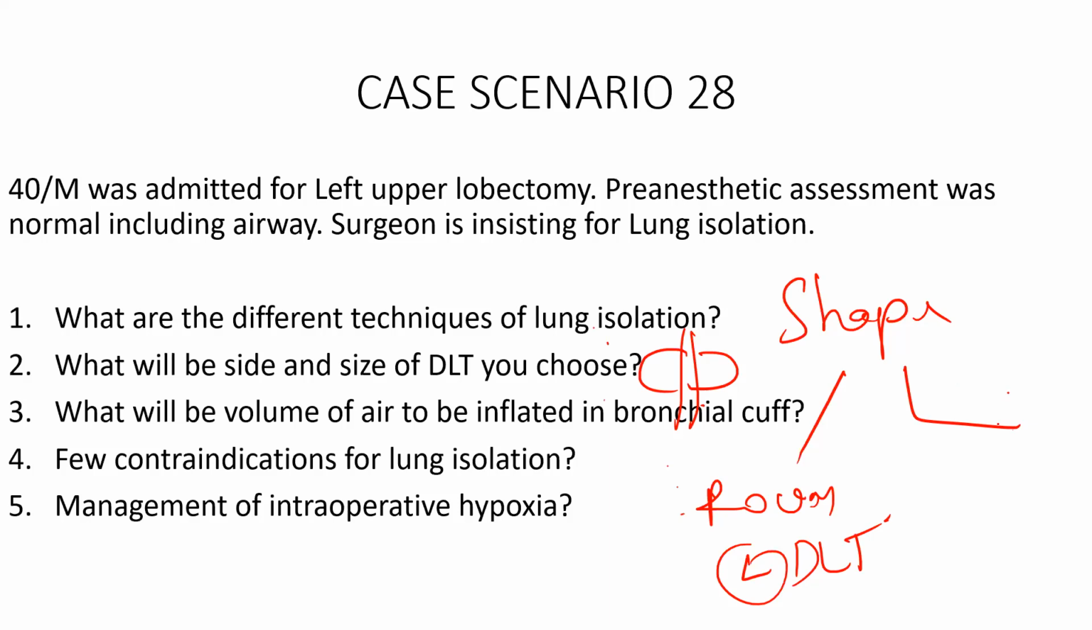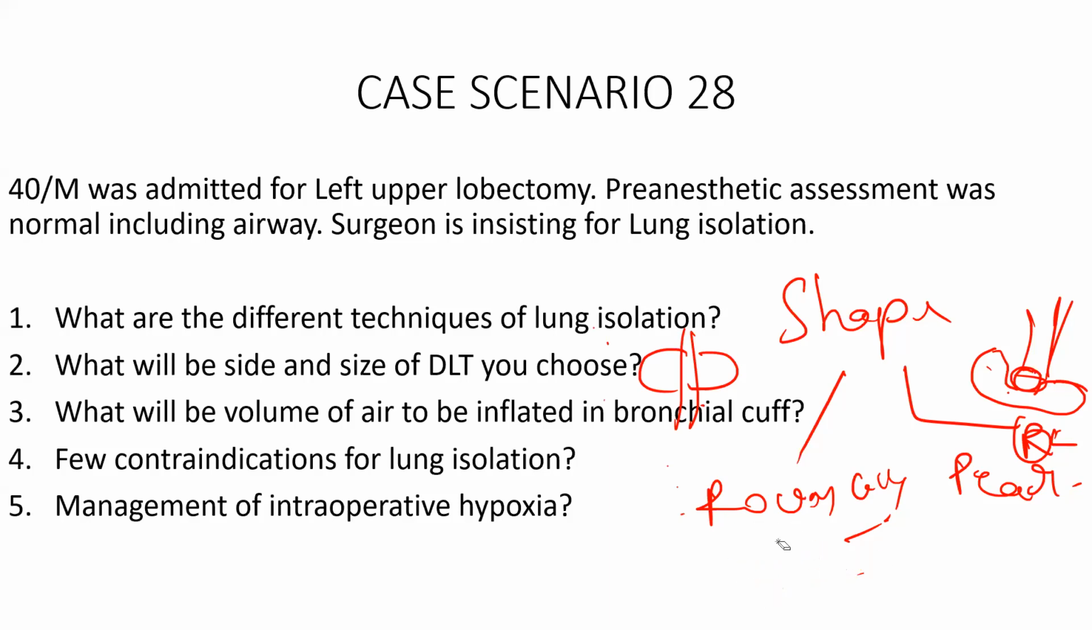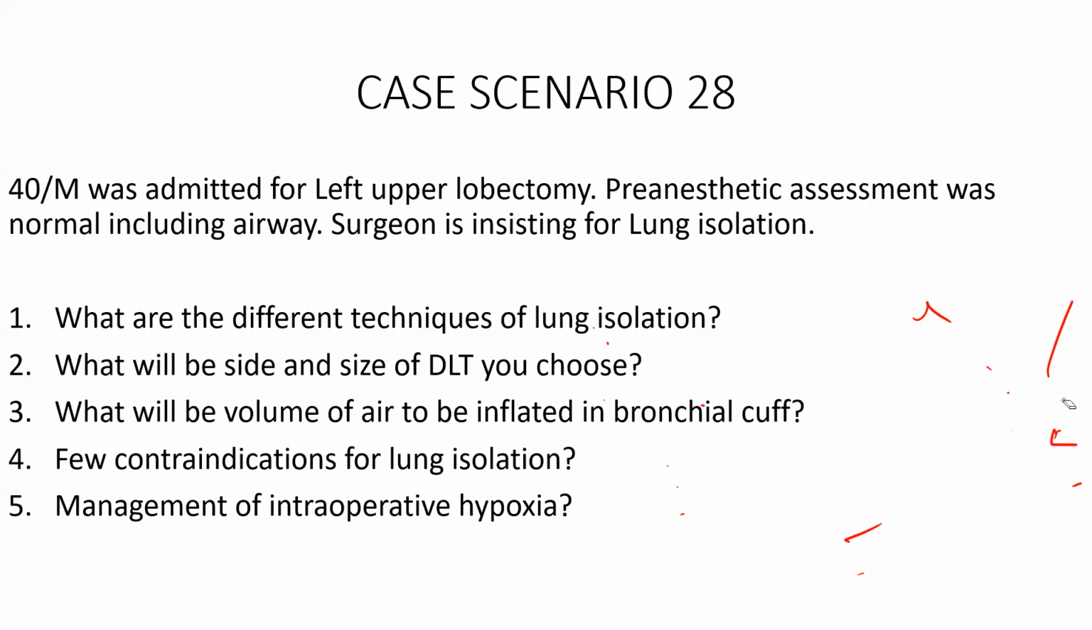In a right-sided DLT, it will be a pear-shaped cuff, like this, to have a separate hole for ventilating the right upper lobe bronchus. So a pear-shaped cuff in the right double lumen tube, whereas a rounded cuff in the left double lumen tube. That is the most clinching point to differentiate. Of course, there is also the angulation: if it is angulated to the right side, it's a right-sided double lumen tube. But the pear-shaped cuff and a separate opening for the right upper lobe bronchus is very specific, and that's the best way to differentiate right-sided and left-sided DLT.